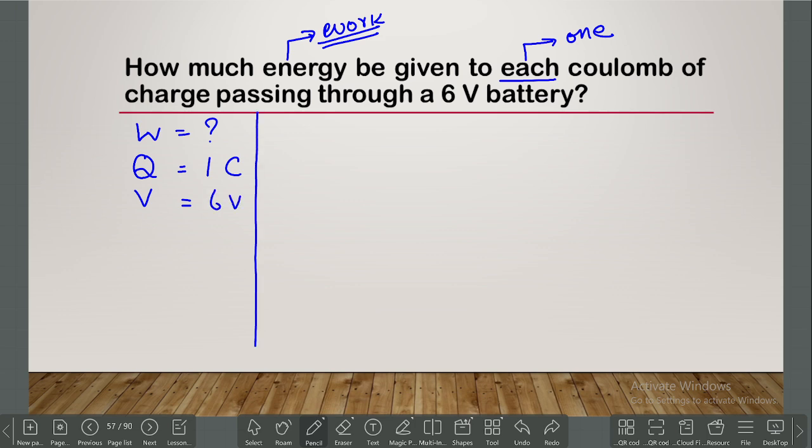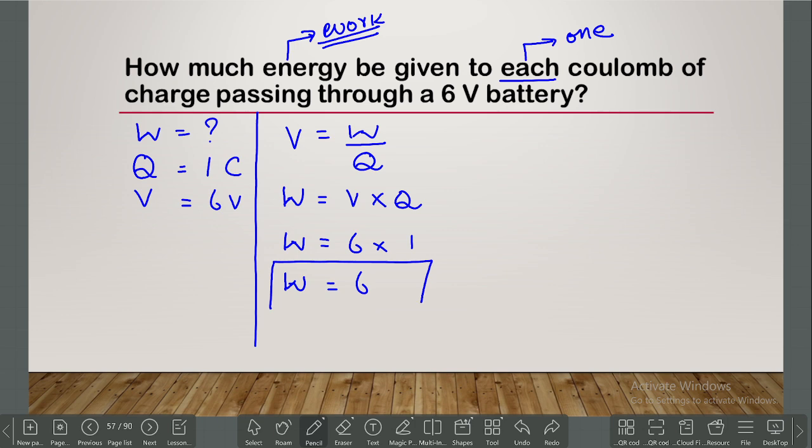And what is the formula? V is equal to W by Q. If you need W, then you can use the formula W is equal to V into Q. So W is equal to, what is the value of V? 6. What is the value of Q? 1. 6 into 1 is going to be 6. And W stands for work, and what is the unit of work over here? The unit of work is joule.